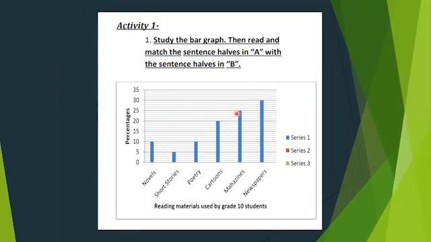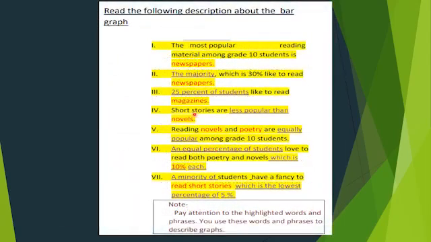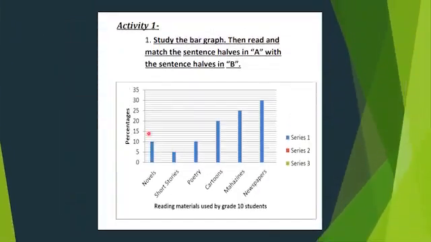Here, 25% like to read magazines. Then, sentence number 4. Short stories are less popular than novels. You have to compare the two reading materials with the bar graph. Then, reading novels and poetry are equally popular among grade 10 students. An equal percentage of students love to read both poetry and novels, which is 10%. So study the graph and get the idea.